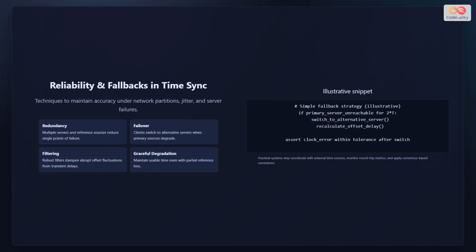NTP doesn't just jump your clock to the correct time. Instead, it gently adjusts the clock frequency. If your clock is running fast, NTP slows it down. If it's running slow, NTP speeds it up. This process is called clock discipline, and it ensures smooth operation without breaking time-sensitive applications. The adjustment happens gradually over minutes or hours.